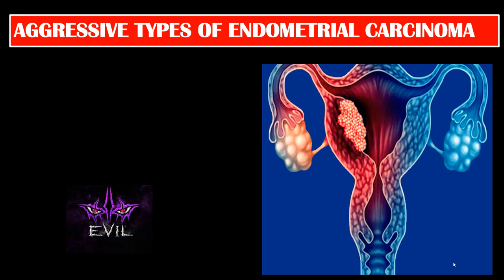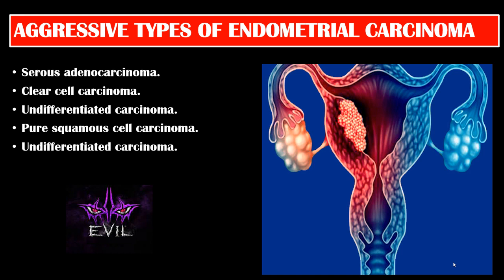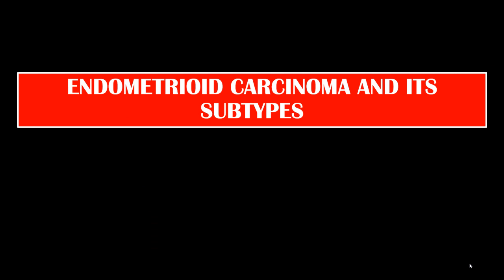What are the aggressive types of endometrial carcinoma? They include serous adenocarcinoma, clear cell carcinoma, undifferentiated carcinoma, pure squamous cell carcinoma. I am going to talk about endometrioid carcinoma and its subtypes.